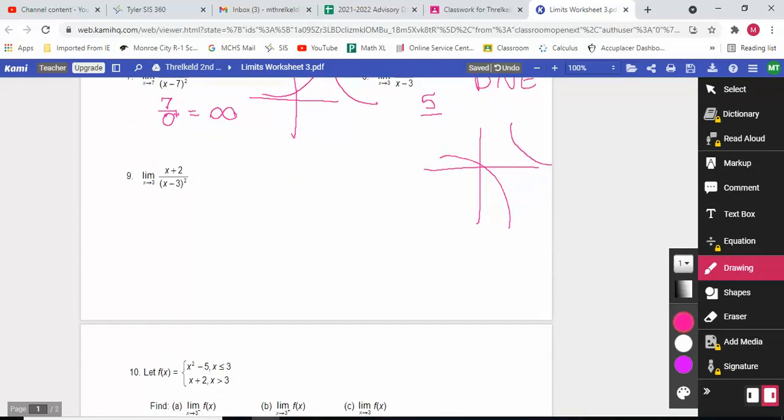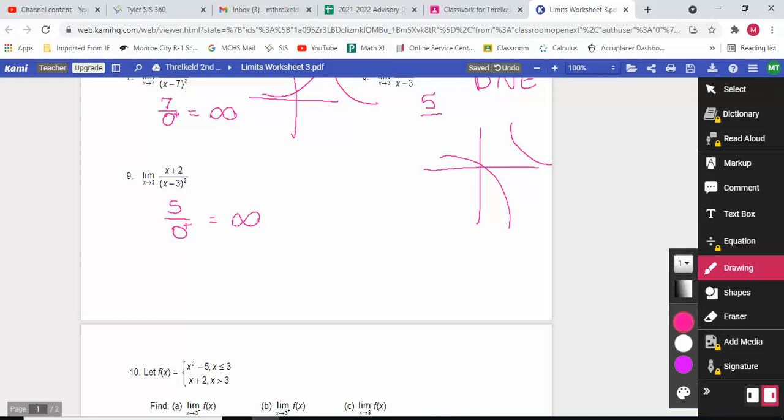What if I throw a square on the bottom though? So now the top is still going to 5. The bottom is still going to 0, and it may be from the positive or the negative side, but once you square it, it's always positive. So if you have a number divided by a smaller and smaller positive number, it's going to infinity. Does that make sense?